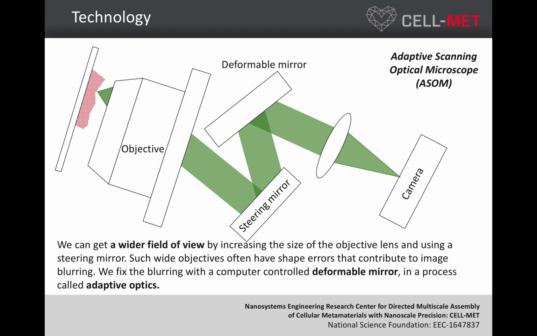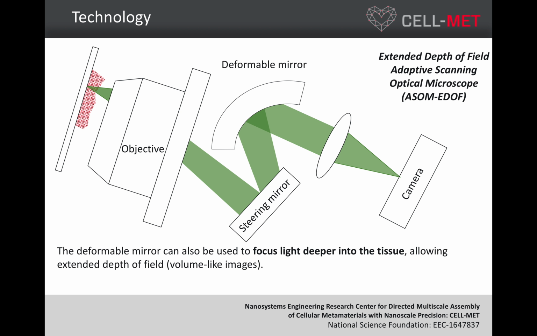So that's why we place the deformable mirror here. Then through this device, we can fix the blurring with a computer command in a process called adaptive optics. And if you remember what I have talked about in the previous slide, you will know that we don't only want to see an expanded field of view, we also want to go deeper into the tissue. So that's the second use of the deformable mirror in this setup, which I will show you here.